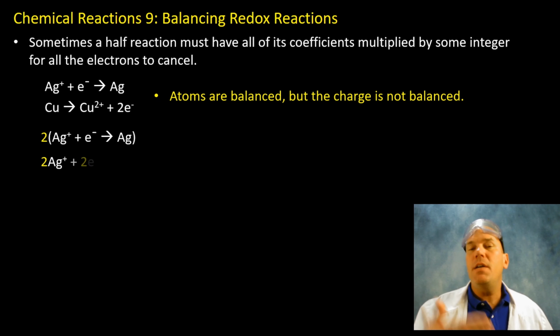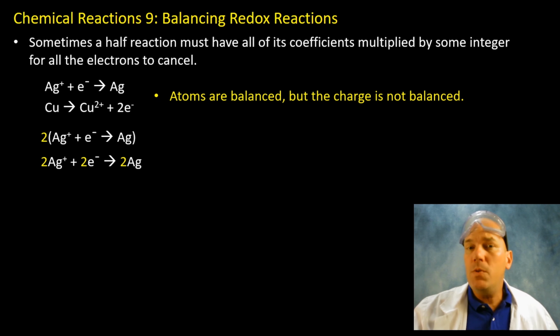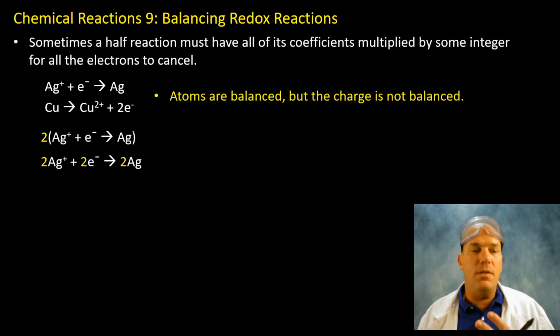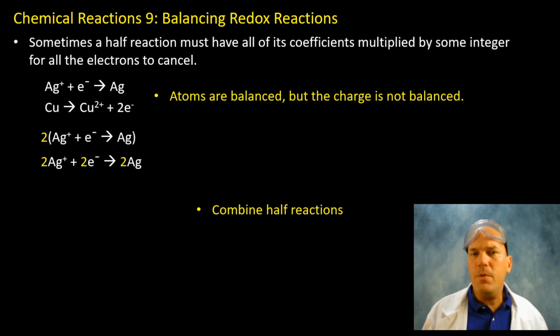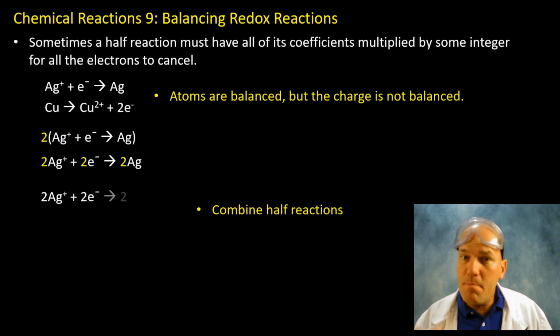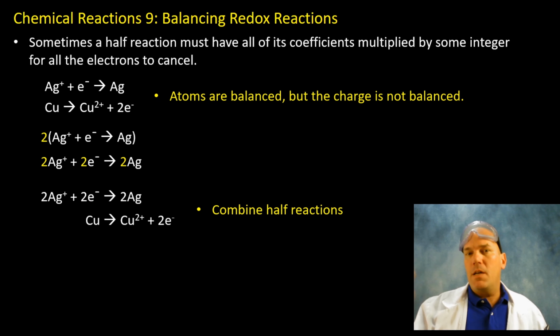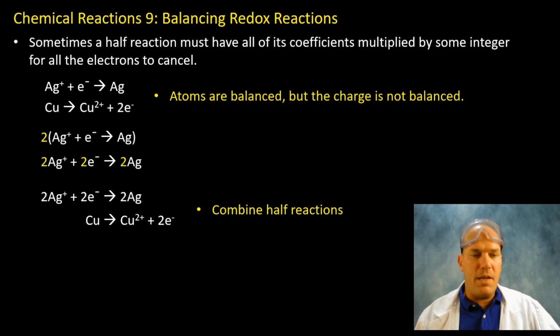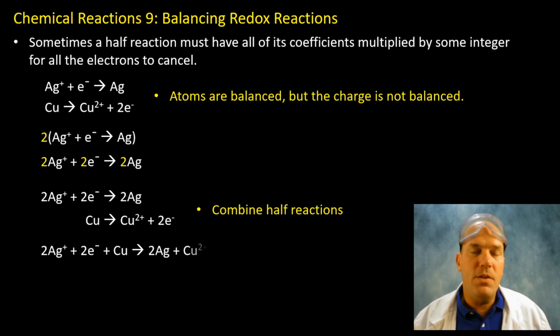And as you can see here, that's going to now give us 2 silver cations plus 2 electrons, and that'll yield 2 silver. All right, so we multiplied that all the way through. Now it's time to take our half reactions and combine them. All right, so when we do that, we have our reduction half, we have our oxidation half, and we can recombine those. Now I want you to note we have conserved charge.